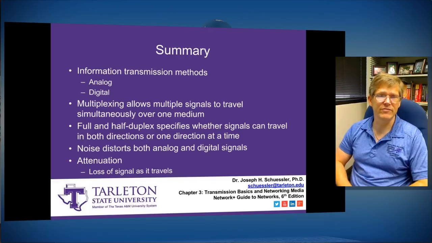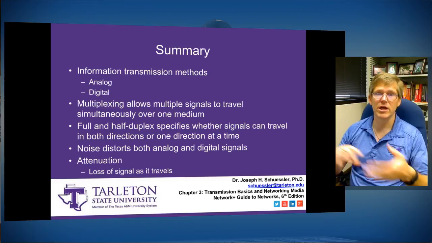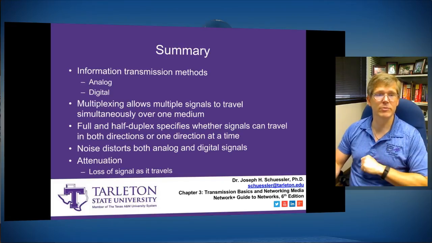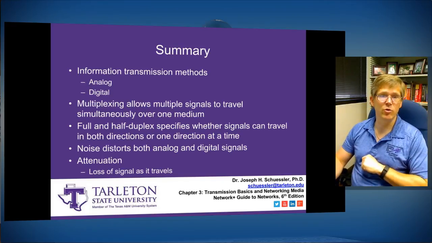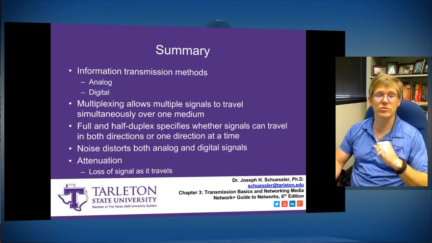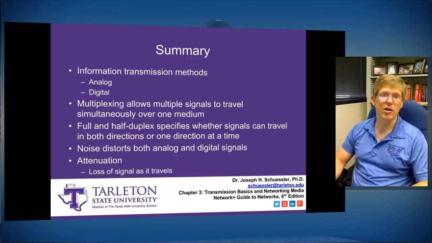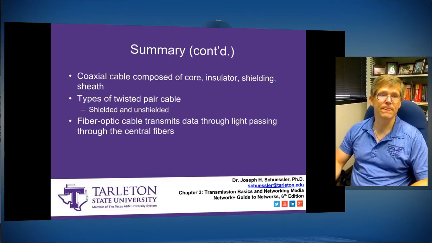We talked about full and half duplex specifics and how signals can travel in one direction, or both directions at the same time, or not. We talked about how noise distorts both analog and digital signals and how to go about fixing those or extending the distance of both of those types of signals. We talked about attenuation and the loss of signal as it travels. We talked about some of the different types of cable. We talked about coax, for example, and the insulators and the shielding and stuff like that.